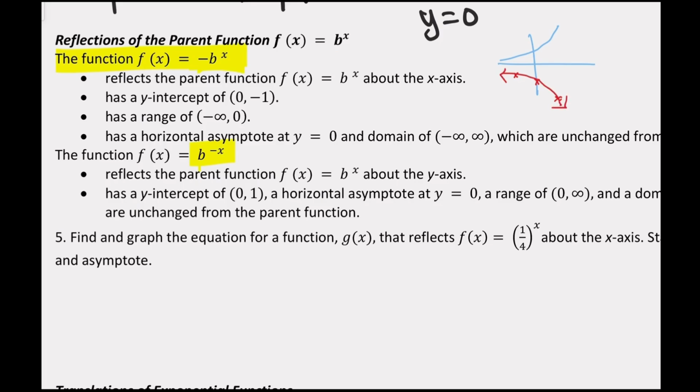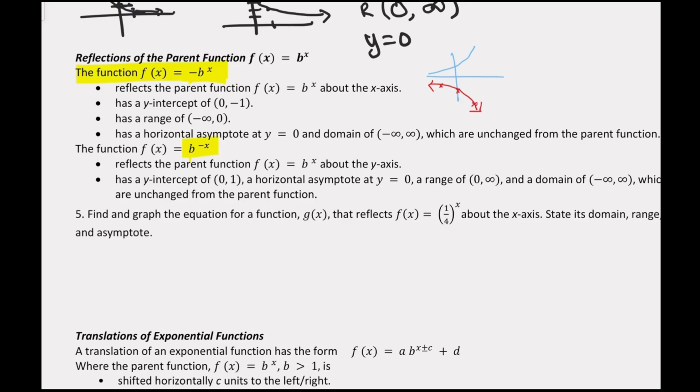Okay? For the second one that's listed here, when we put the negative just in front of the x, that means that the graph is going to behave and do what the opposite x would do. So what I mean by that is, if this is your normal one, this x is going to behave like this x, and vice versa. So it's a reflection over the y-axis, okay?